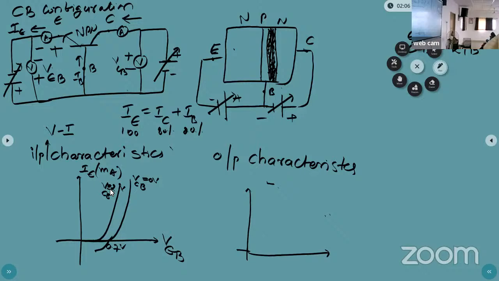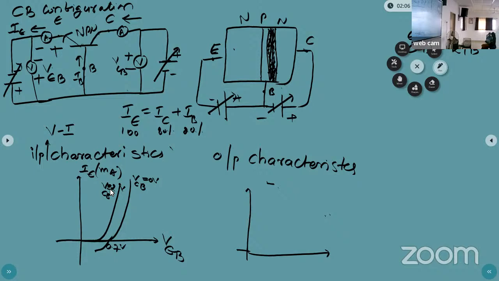Early effect. Early means fast, that is, effective before what was expected. So that effect is called the base width modulation or early effect. This is important for objective type or 2 mark questions. What is the base width modulation?